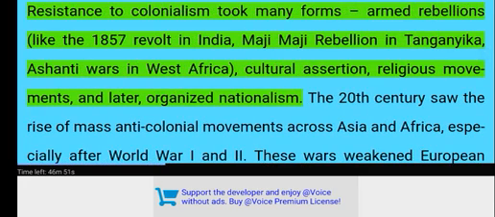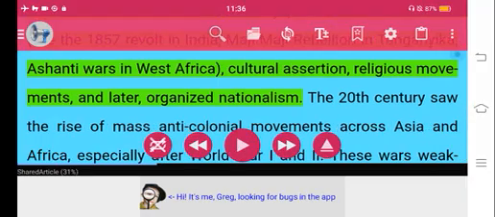Resistance to colonialism took many forms: armed rebellions like the 1857 revolt in India, Maji-Maji rebellion in Tanganyika, Ashanti wars in West Africa, cultural assertion, religious movements, and later, organized nationalism.